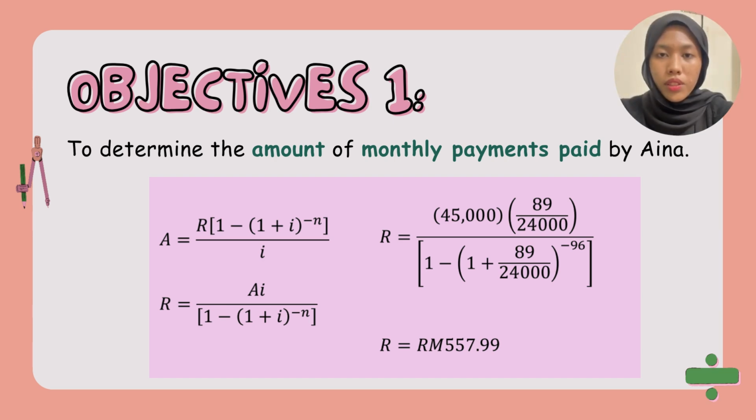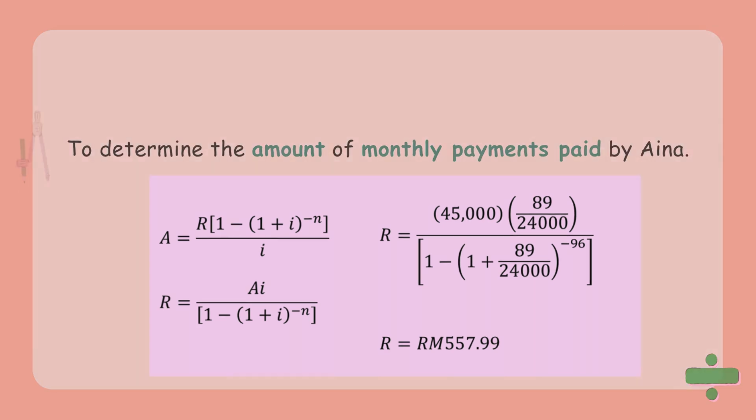Now let's substitute the values. R equals 45,000 times open bracket 89 over 24,000 close bracket divided by open bracket 1 minus open bracket 1 plus 89 over 24,000 close bracket to the power of negative 96 close bracket. After solving, we get R equals RM557.99. So Aina needs to pay RM557.99 every month.